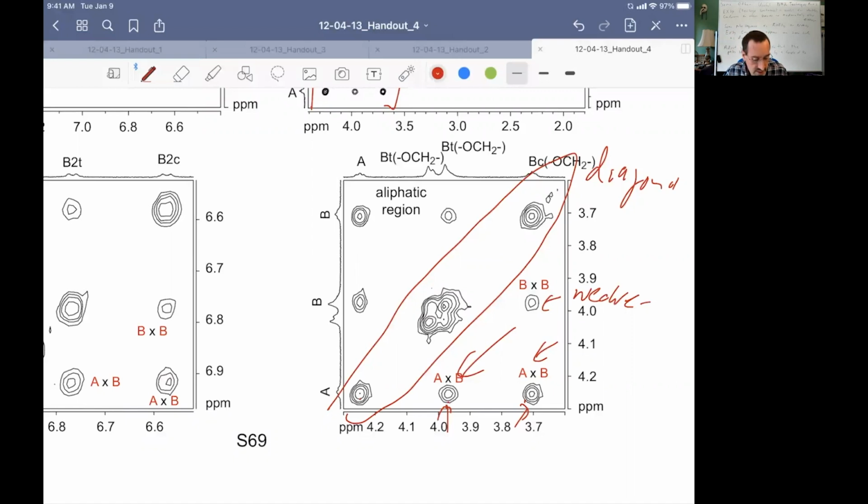So from my point of view, this was a pretty cool set of experiments, because it established that in this very messy spectrum, all of the peaks could be accounted for, and it helped us understand what all of the peaks were associated with, and that they all belong to the same molecule.